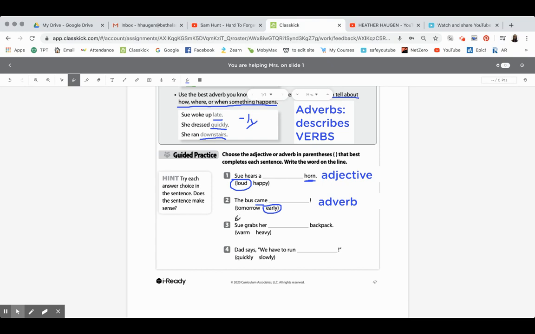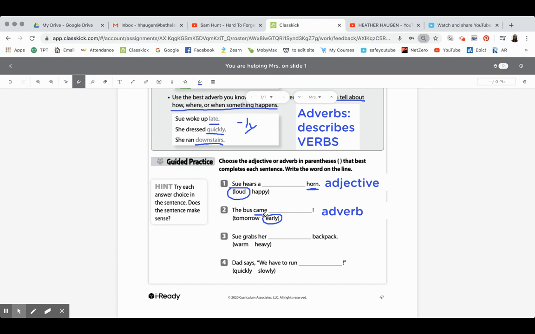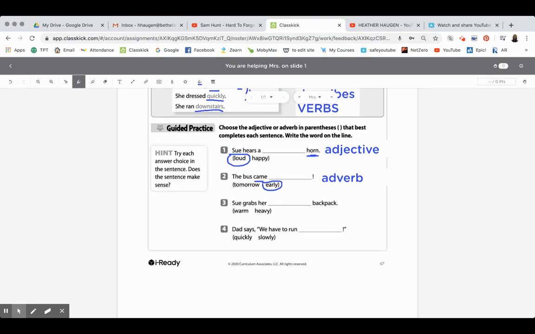Number 3, Sue grabs her blank backpack. Her warm backpack or her heavy backpack? Well, chances are her backpack is more heavy than warm, so let's choose heavy. Now, when I think about this word, what is it describing? It's describing her backpack. So because it's describing a noun, this word is an adjective. Heavy is describing a noun, so the word heavy is an adjective.